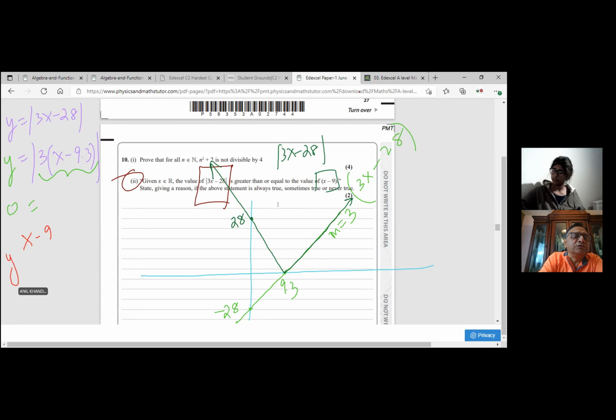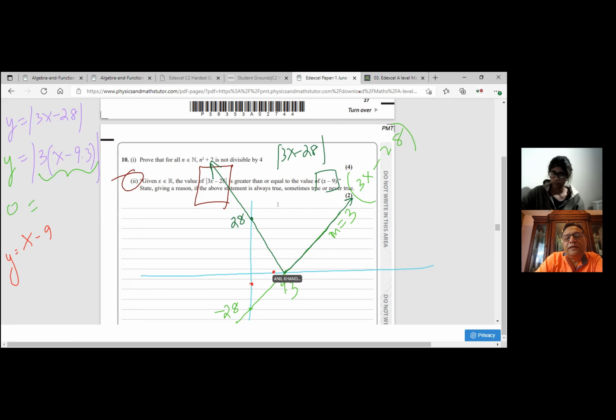So let's say y equals x minus 9. X minus 9 really means that the y-intercept will be at minus 9, right? X is 0, minus 9. So let's say somewhere here, and the gradient is 1. So here, y will be 0 at this point, and when x is 0, we get minus 9. So y equals 0 at x equals 9.